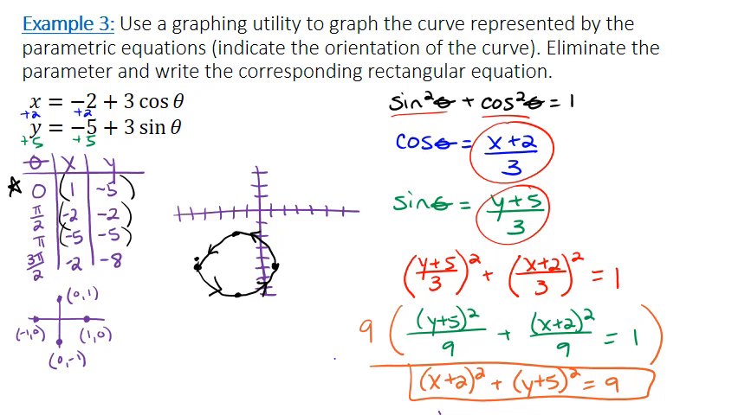And it is, in fact, a graph of a circle with the center of (-2, -5) and a radius of 3. And that's what we have. Good stuff.